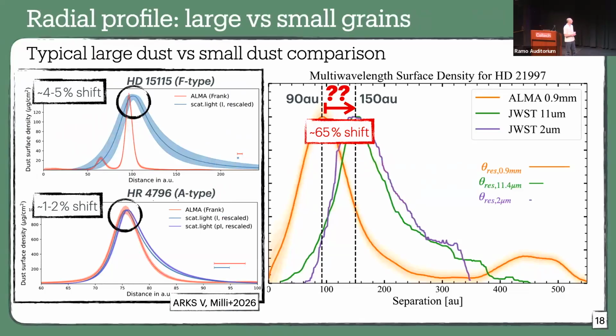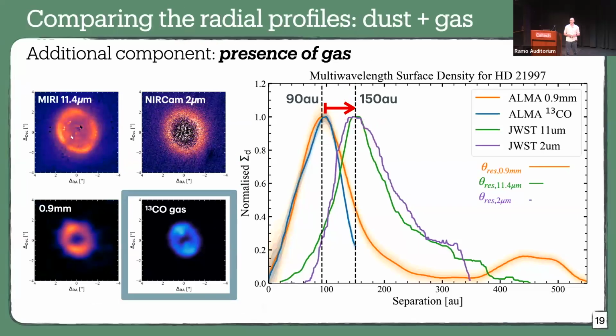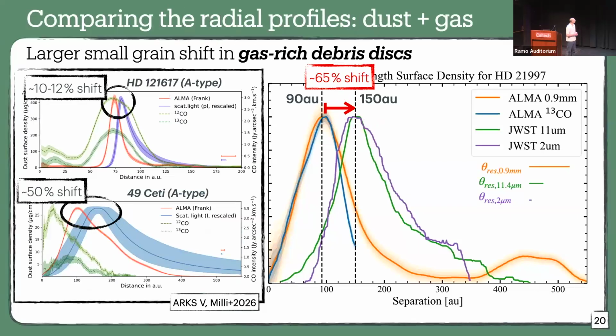What is different? In the examples that I'm showing here on the left, the difference compared to our observation is that we also have gas in our system. And now if we look at examples of gas-rich debris disks, and we do the same exercise of comparing our large grains and small grains, we're seeing that the shift is now not just a few percent, but tens of percent, which matches a lot better with what we're looking at. Okay, so what is going on in terms of dynamics?